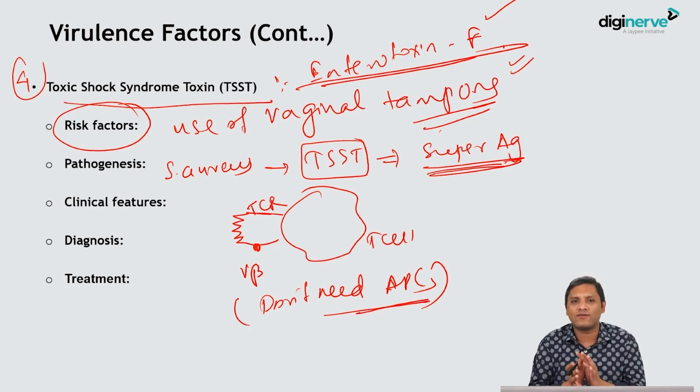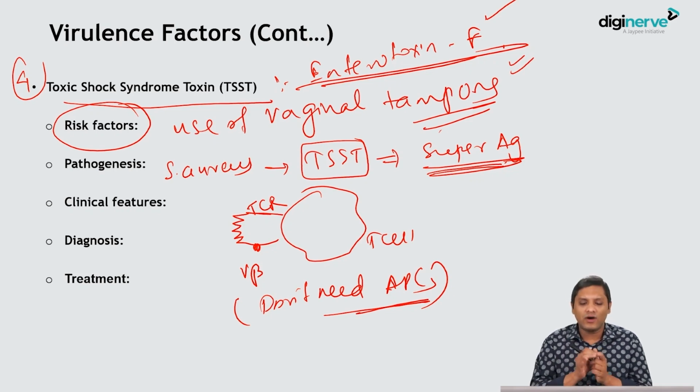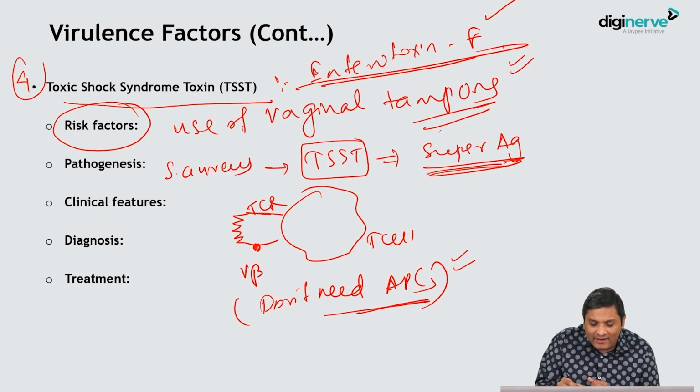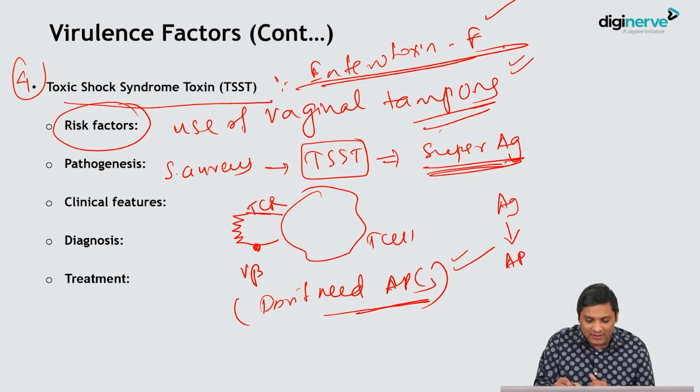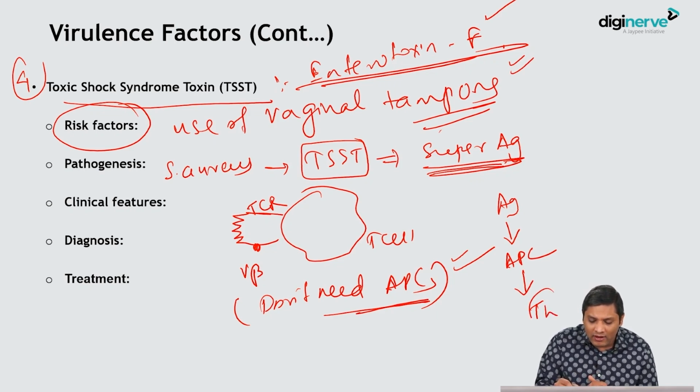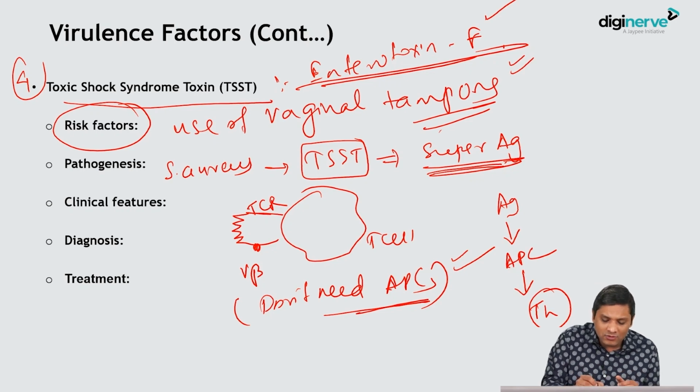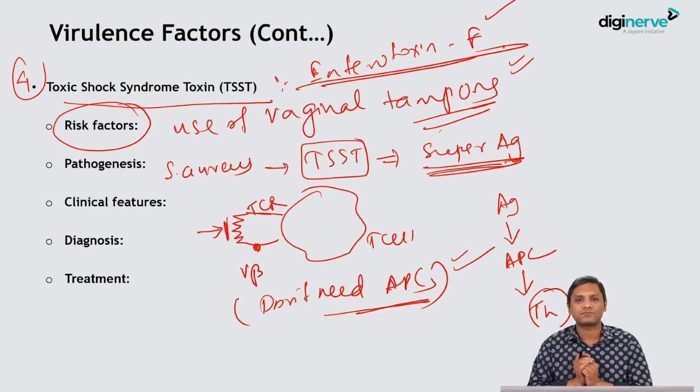Usually you would have learnt in your antigen chapter in the immunology section that whenever an antigen comes, first it has to be processed by an antigen presenting cell, which will process the antigen and present it to a T helper cell. Usually the antigen will bind on the antigen binding cleft of the T helper cell. Superantigens are a little different. They do not need to be processed by an antigen presenting cell.